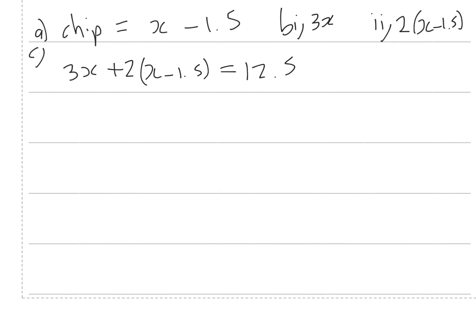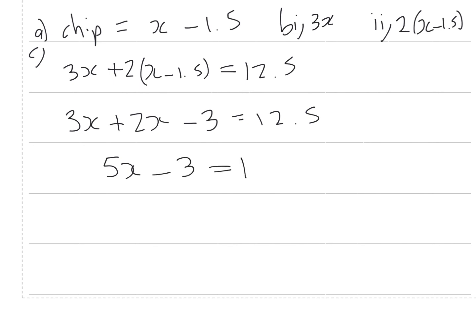We then solve this. The first thing we need to do to solve it would be to expand out this bracket. So 2 times X is 2X. 2 times minus 1.5 is minus 3. We can then simplify that. 2X plus 3X is 5X. We can then add the 3 to both sides to get rid of that 3, to get 5X on its own.